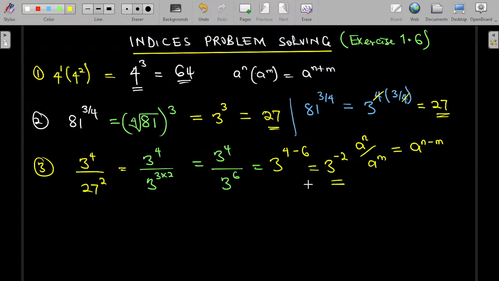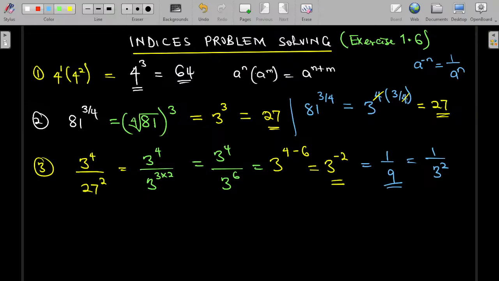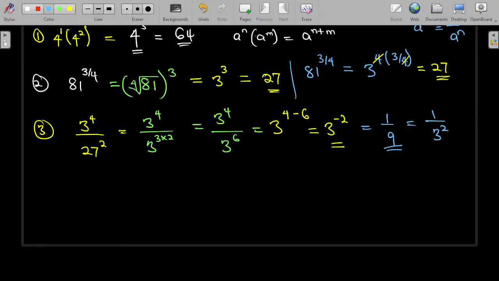You can actually stop here, or you can simplify that further. Let me remove this. So you can simplify that further to give us 1 over 9. How did I get 1 over 9? The rule of negative index, where we are told that a to the power of minus n is the same thing as 1 over a to the positive power. So if I write this as 1 over 3 to the power of positive 2, then 3 to the power of positive 2 will give us 9. Okay, so that's how I got that.